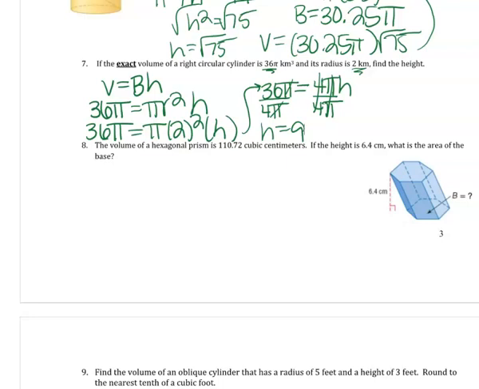The volume of a hexagonal prism is given. If the height is 6.4, what is the area of the base? Now keep in mind, this is slanted off to the side, so as we discussed last unit, this is called an oblique prism. And again, we know the volume of any prism is area of the base times the height, and that's actually the same as if it was an upright prism versus an oblique. They gave you that perpendicular height right here of 6.4.